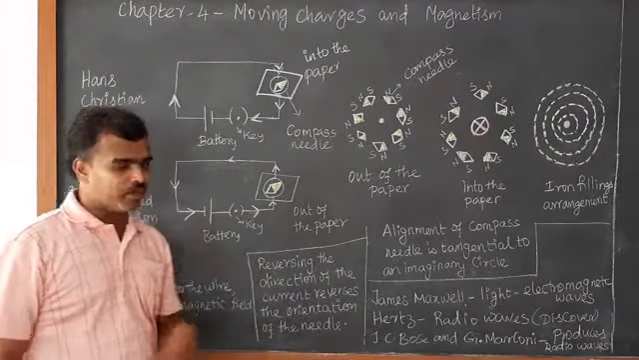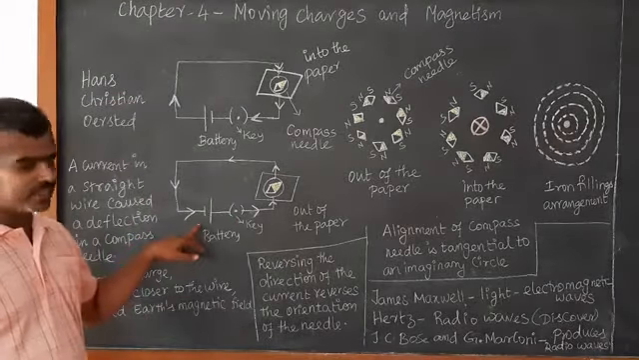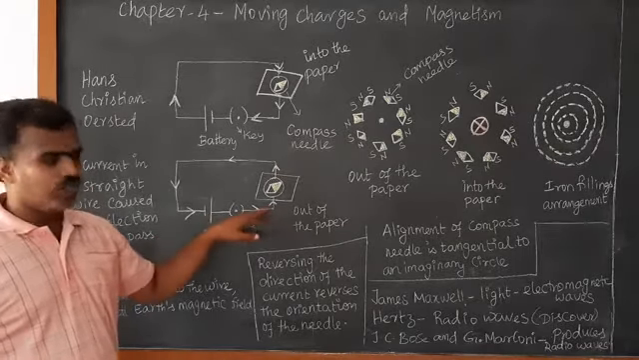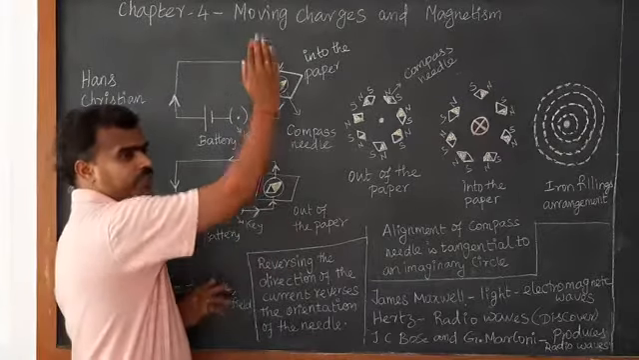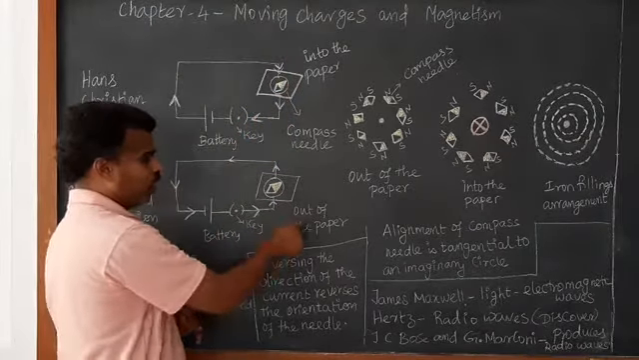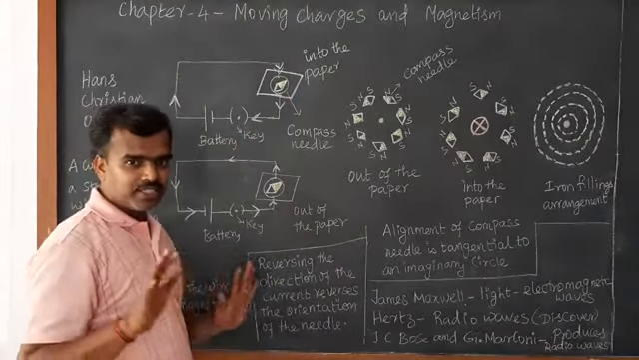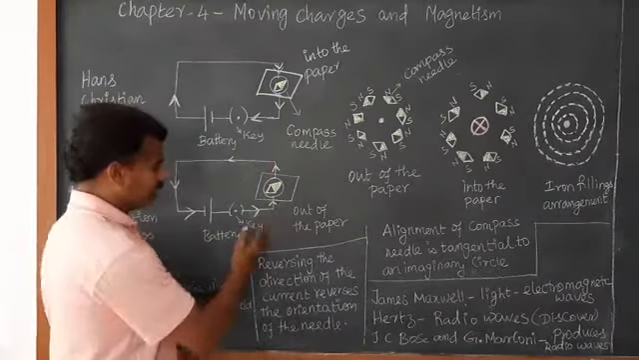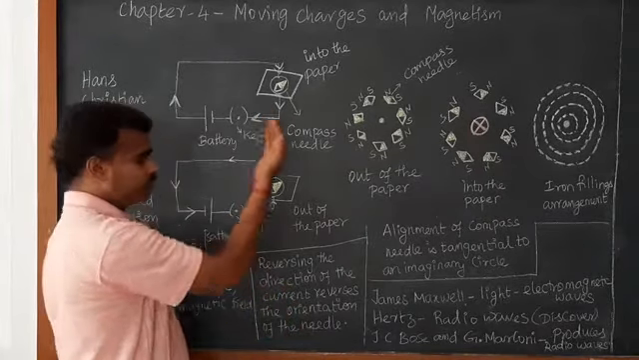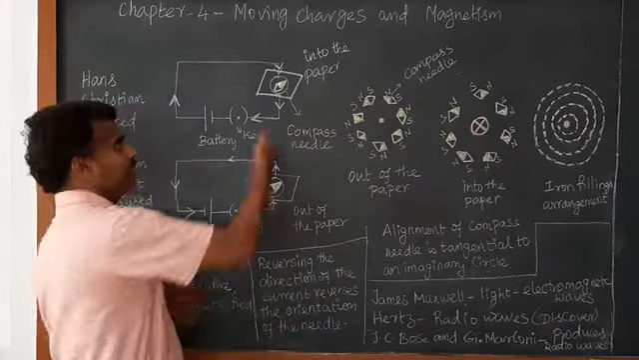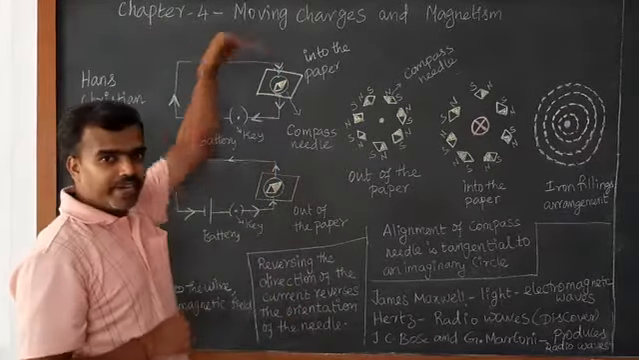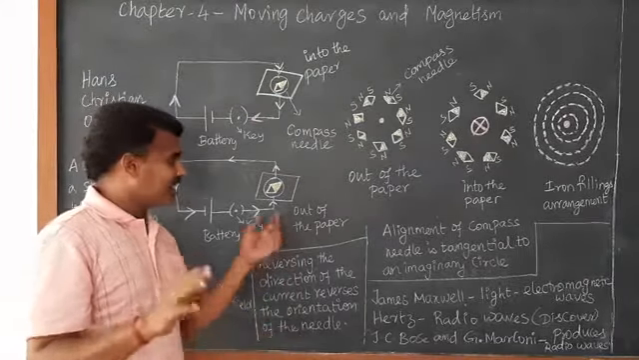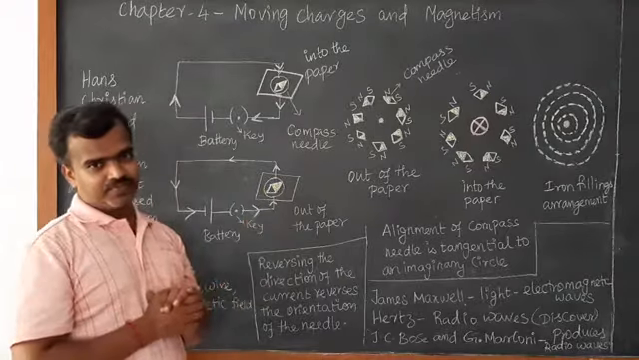The current is passing into the paper. In the same scenario, I am changing the polarity: the negative terminal is here and the positive terminal is here. This time the current will flow from the downward direction to the upward direction, that is, out of the paper. Try to understand what is into the paper and out of the paper. When the current goes from downward to upward, we say out of the paper, and when it goes up to down, it is into the paper. In both cases, the compass needle gets deflected.